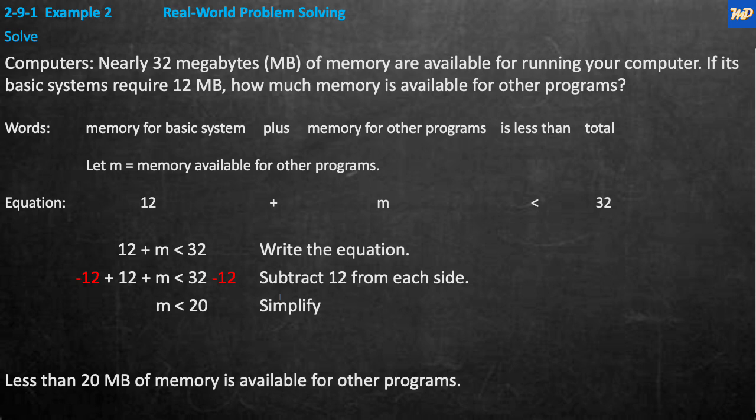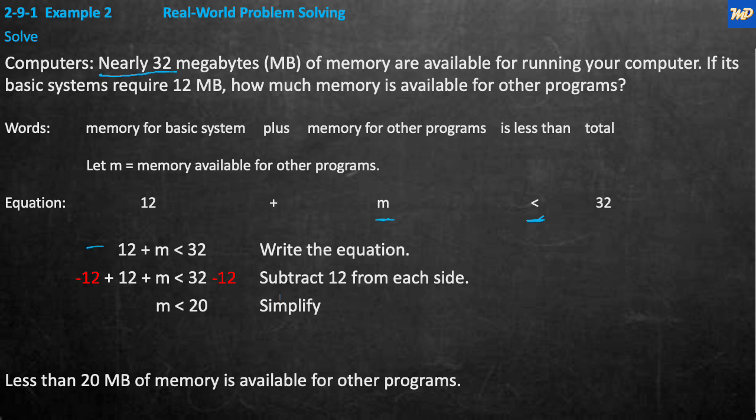So we're going to let M be the memory available for other programs. The equation, so to speak, the inequality would be written as 12 plus M, the remaining memory that's available, is less than 32. Keeping in mind, it's less than because they said nearly 32, not exactly 32 megabytes. So 12 plus M is less than 32. Here it is. 12 plus M is less than 32.